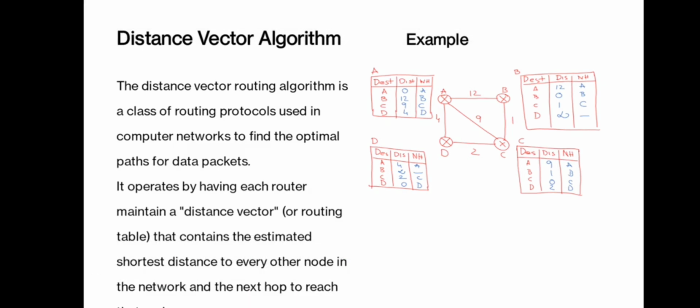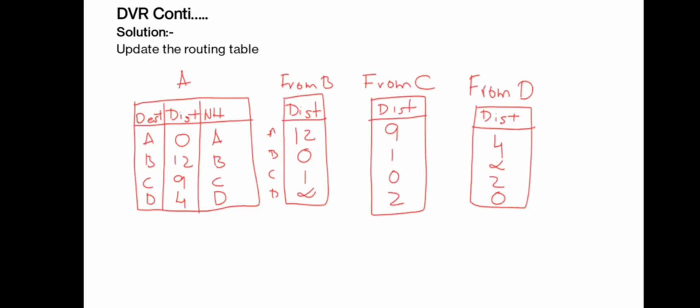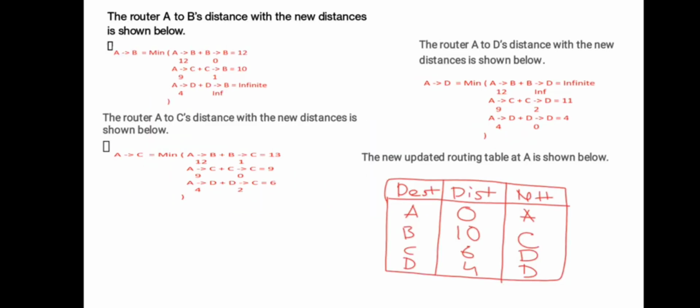Same like this, for all routers we take a routing table, and next we take A's distance means A's routing table in that distance, and B's routing table of distance and C's routing table, and from D's routing table we take the distance from A to D, A to C, A to B. Next is the router A to B's distance with the new distance is shown below. Means the new updated routing table at A is created.